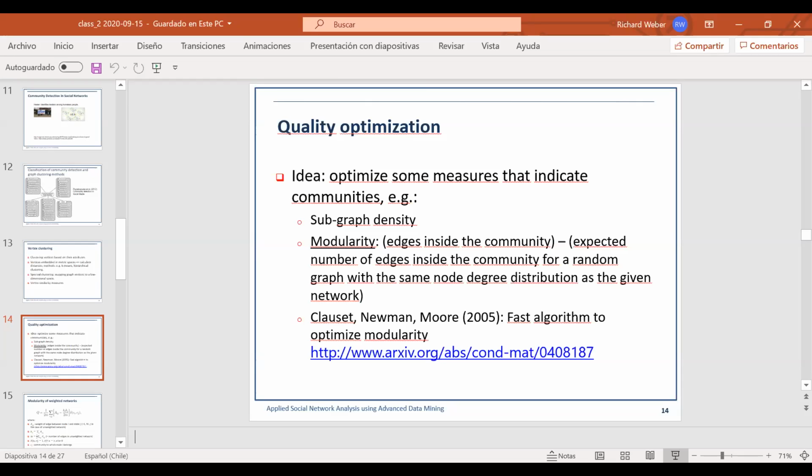Did I make clear the idea? Yes. Any other comment on this? Anybody else did not understand the idea of this calculation? So again, edges inside the community is what we observe, minus the expected number of edges for a random distribution. Okay.